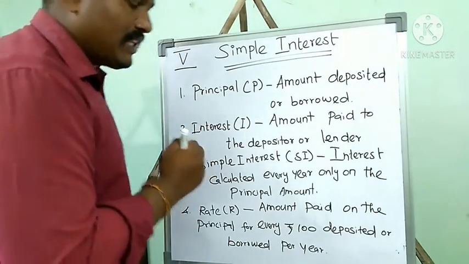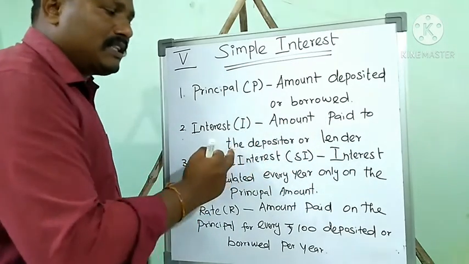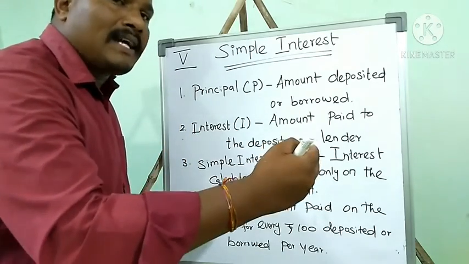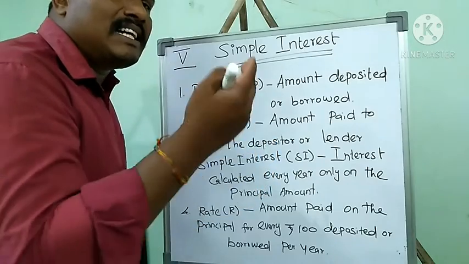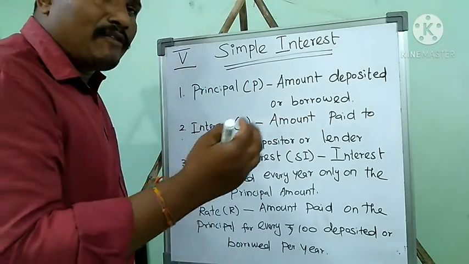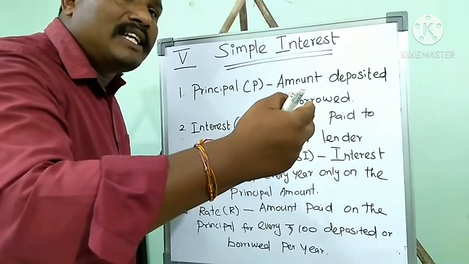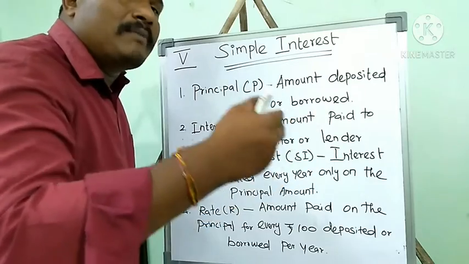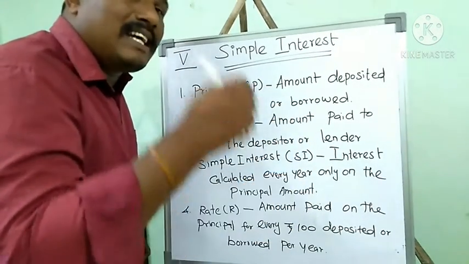Then the second term, interest. Interest means the amount paid to the depositor or lender. If you deposit any amount in a bank, the bank gives some extra amount. That amount we call interest. Suppose you borrow an amount from the bank, you have to pay some extra amount on the principal amount. That extra amount we call interest.